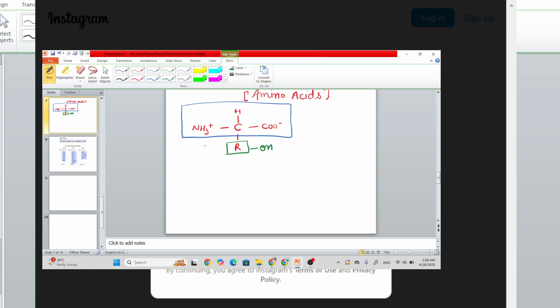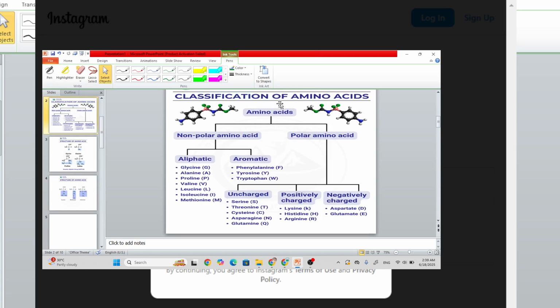So today we are going to discuss the classification of amino acids. Let's start with the table. This is the classification of amino acids on the basis of their R chain. On the basis of their R chain, amino acids are divided into two groups: the first is non-polar amino acids and the second is polar amino acids.